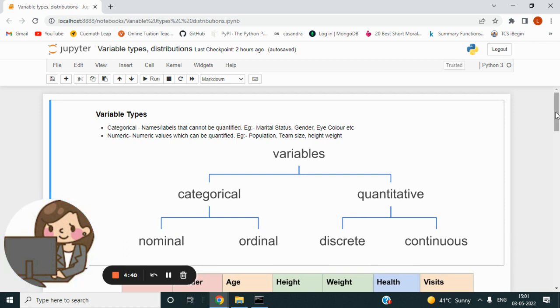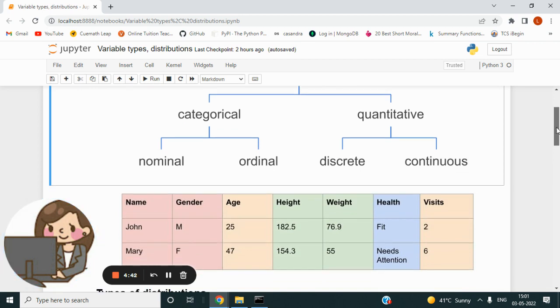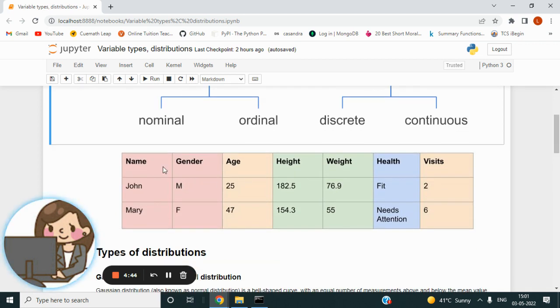Now I have some data over here. All of this: name, gender, age, height, weight, health, visits, all these are known as the data points, or we can say those are the variables. Now consider name, John and Mary. What will it be? Will it be nominal or ordinal?